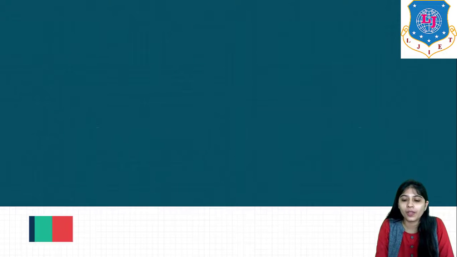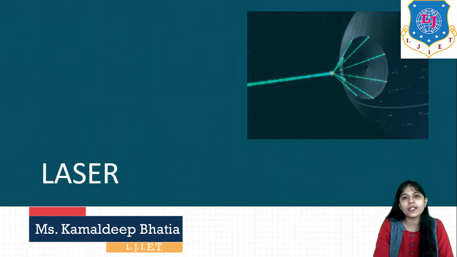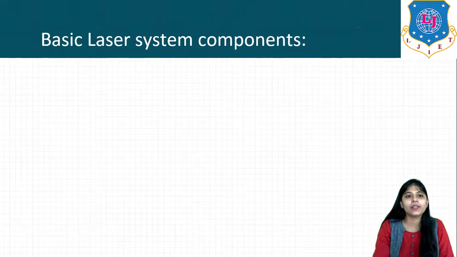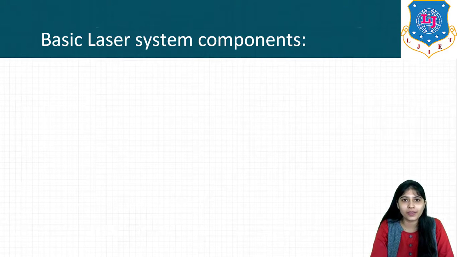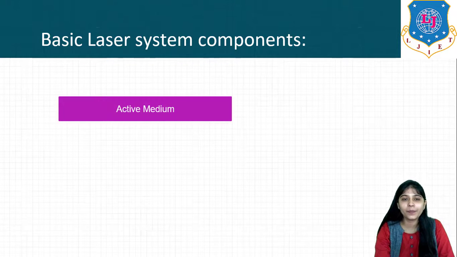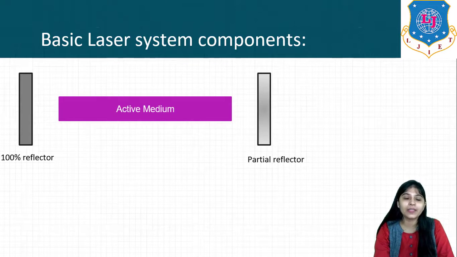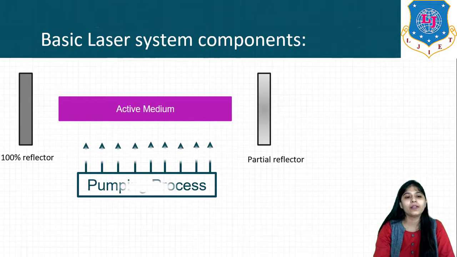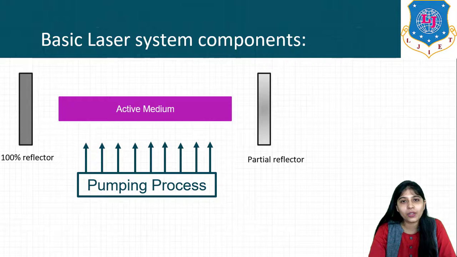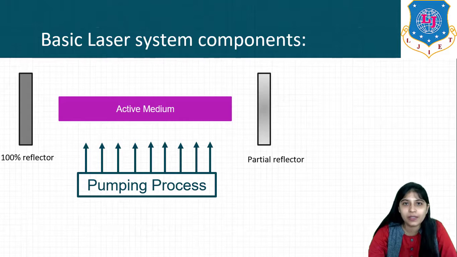Hello everyone. In this session we are going to study some topics of laser. Let us start with basic laser system components. Normally three basic components are there. One is the active medium, another is the optical resonator, and the third is the pumping source. So the active medium, optical resonator and pumping source are the three basic components of a laser.